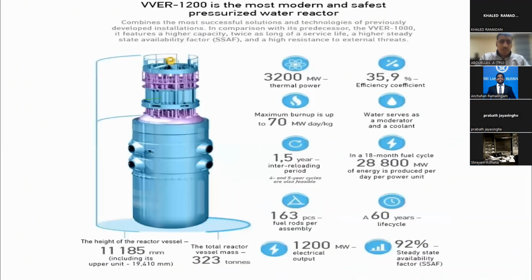Here are some characteristics of this reactor. The maximum output of electricity is 1,200 megawatts. The thermal output is 3,200 megawatts.